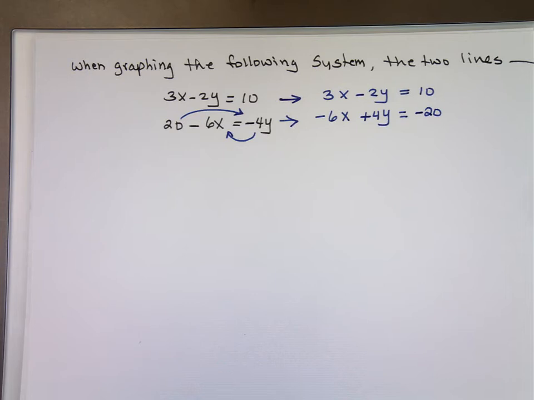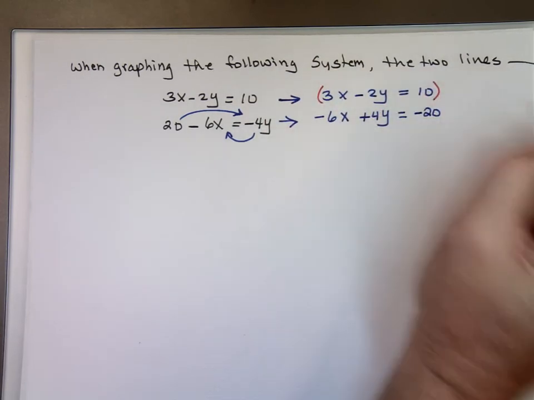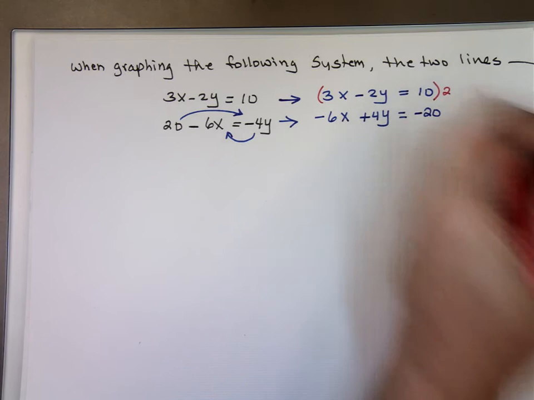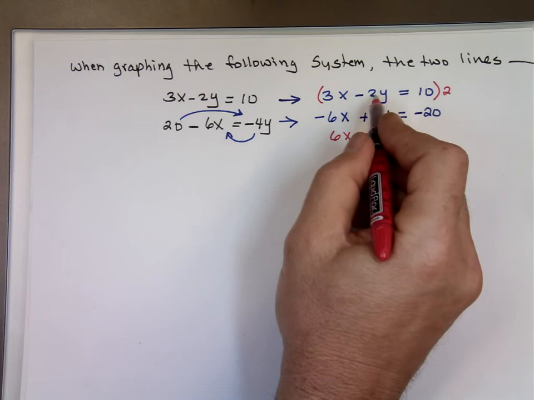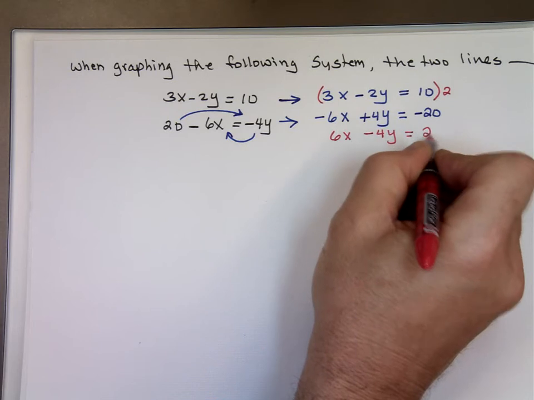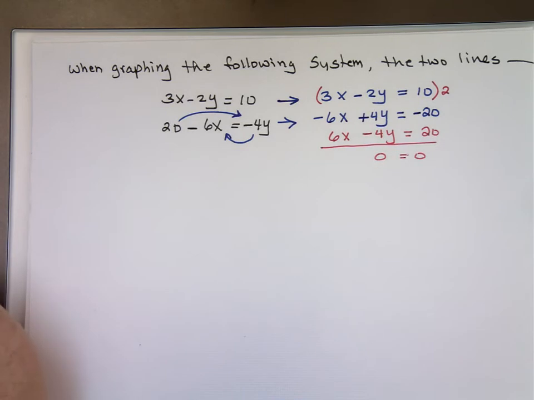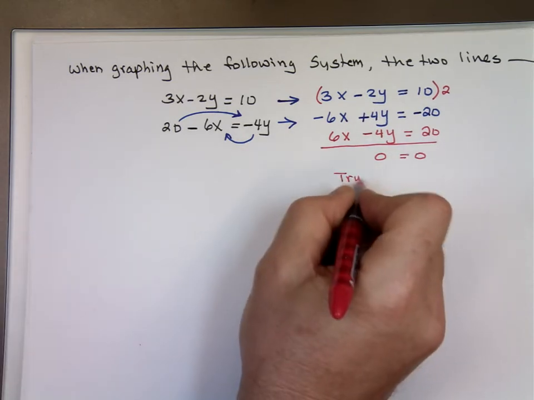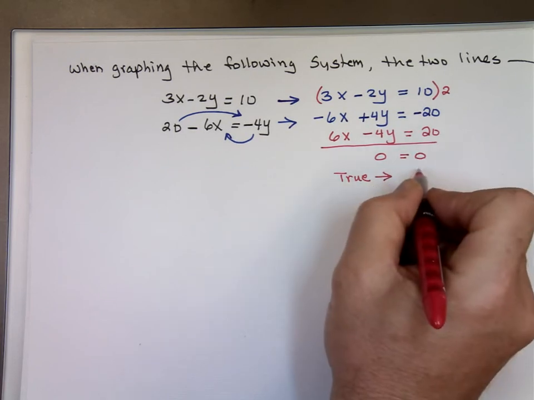I really don't want to graph them because I can tell you the answer quicker without graphing them. And how? If you take the top equation, multiply it by what? 2. What's 2 times 3x? What's 2 times negative 2y? And what's 2 times 10? And when you add them, what do you have? 0 equals 0. What does that mean? That's a true statement. And if it's a true statement, what does that mean? The two lines are the same.